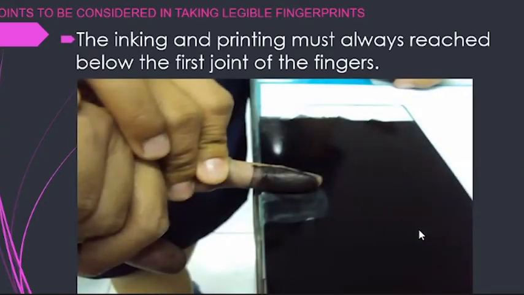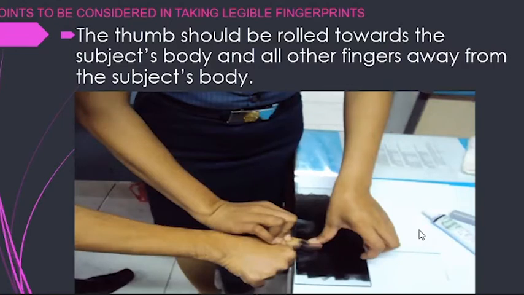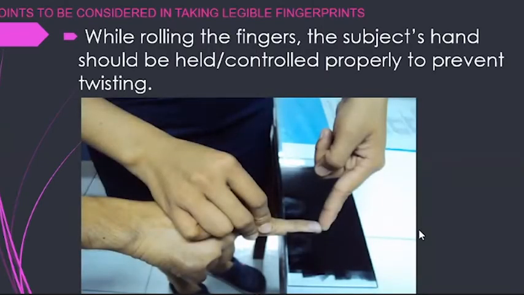Then inking and printing must always reach below the first joint of the finger. Bakit kailangan natin na yung kanyang ink ay hanggang dito? Kasi minsan yung delta masyadong mababa. So kailangan natin as a focal point yung delta. Kaya kailangan hanggang dyan. The thumb should be rolled towards the subject's body and all other fingers away from the subject's body. So yung thumb pag niro-roll is papunta sa katawan ng subject. And the other fingers niro-rolled palabas sa katawan ng subject. While rolling the fingers, the subject hand should be held controlled properly to prevent twisting. So, ganyan dapat ang paghawak ng daliri.